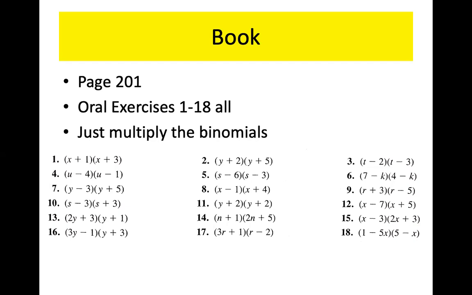First things multiplied together, what do we get? 3r squared. Good job. Last two things multiplied together. 2r. Positive times a negative.